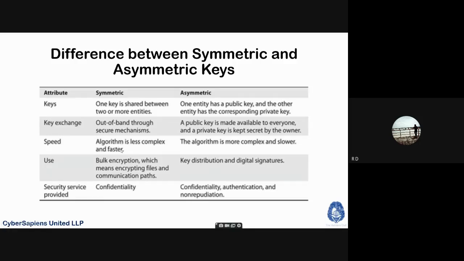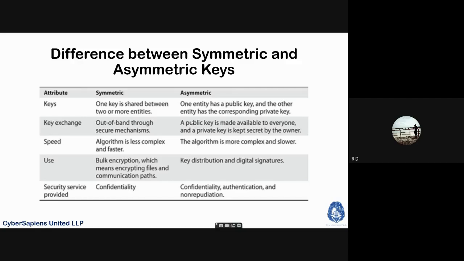Speed: symmetric is less complex and faster. It is not complex, simply one key is used to encrypt and the same key is used to decrypt. But in the case of asymmetric, the algorithm is slightly more complex, because there are two keys used and many other things come into the picture. And it is slower.